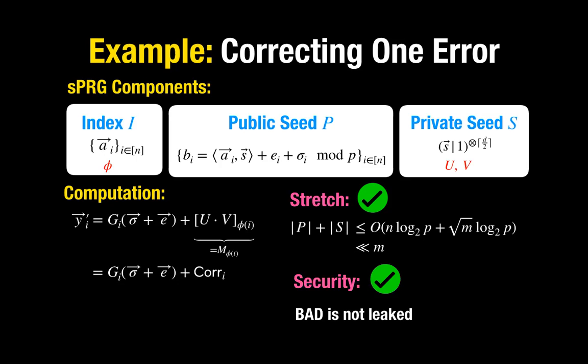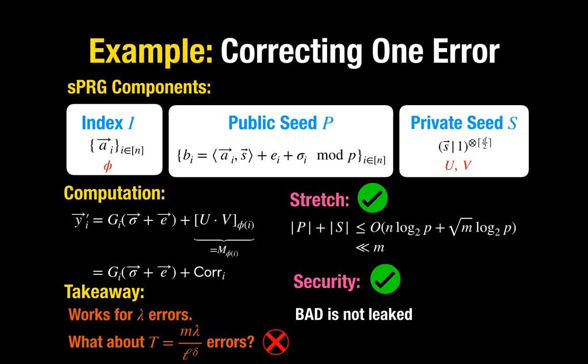And security holds because bad is not leaked. Phi is independent of bad. Okay. Now, the key takeaway from this is that this approach can be generalized to lambda errors.